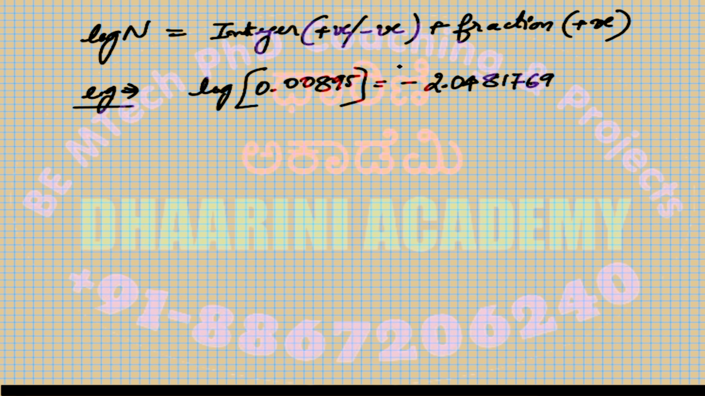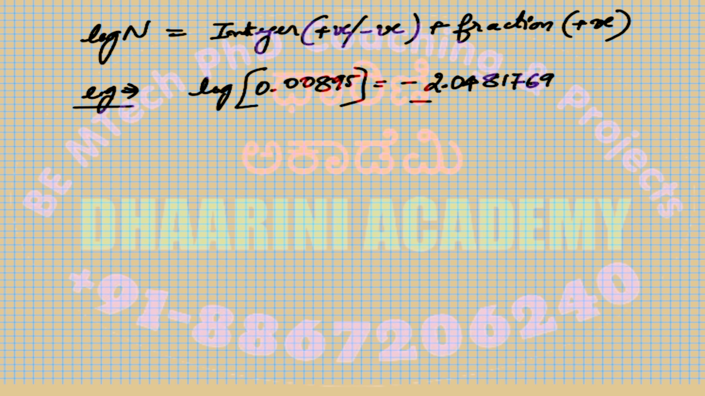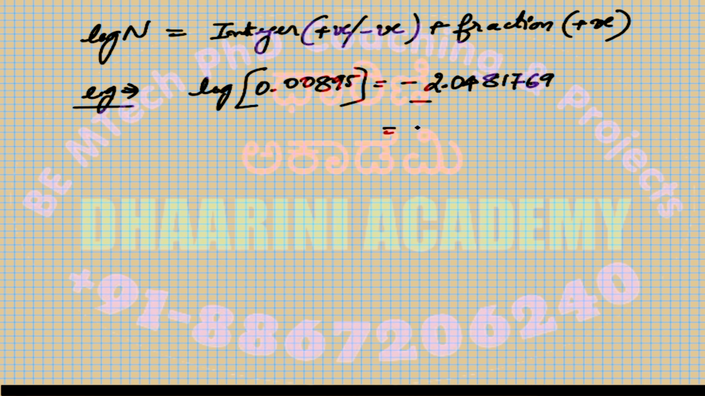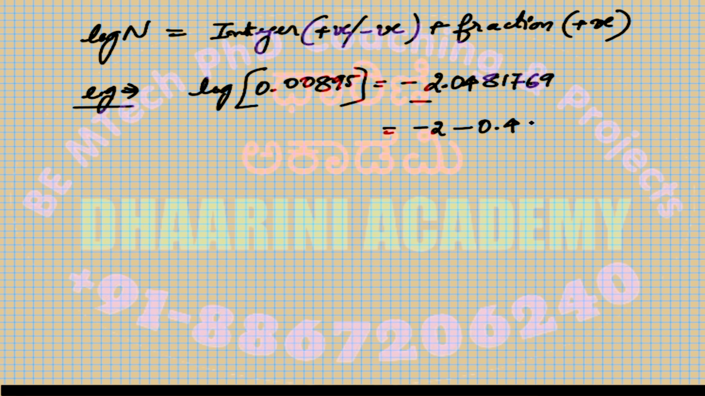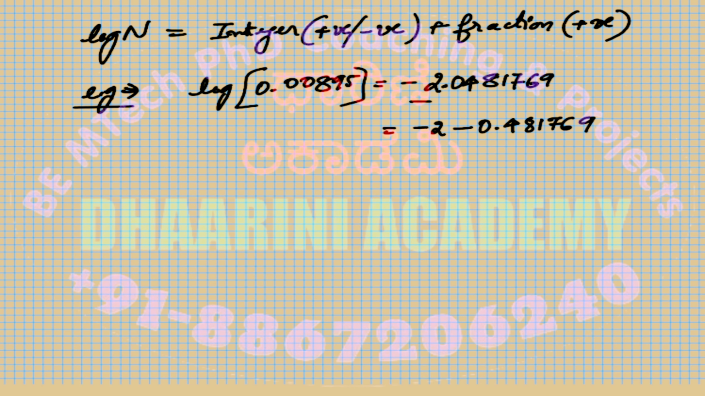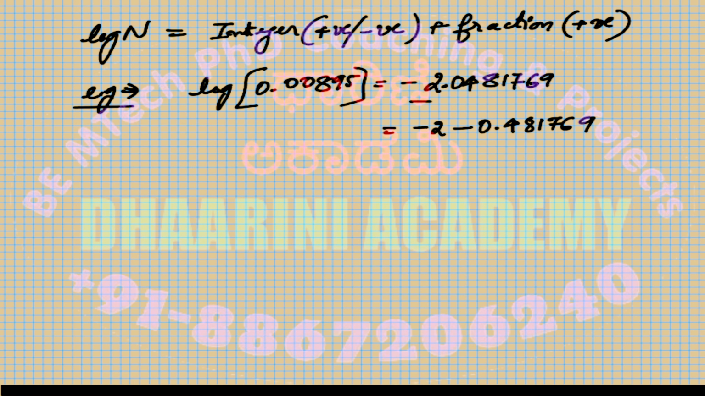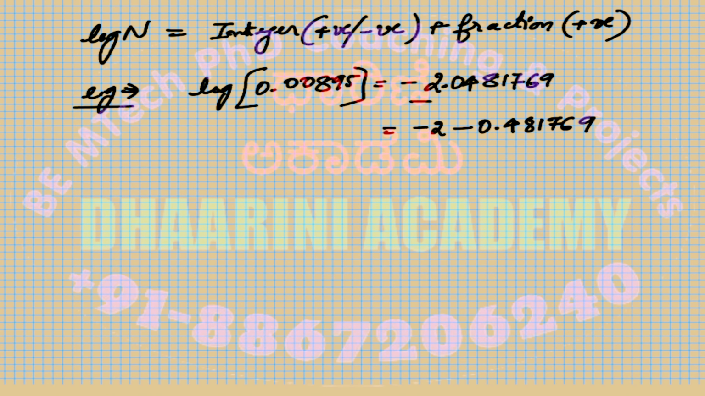So you see, this whole complete number is negative. This is minus 2 minus this. So how do you write this? I want to separate the integer part and the fraction part. Let us see. So this is equal to minus 2. See, it is not like minus 2 plus 0.4. It is minus 2 minus 0.4 81769. Now you see the fundamental rule for writing the characteristic and Mantissa of any log. I'm fine with this because we are fine with the minus 2. That is because it's an integer, positive or negative.